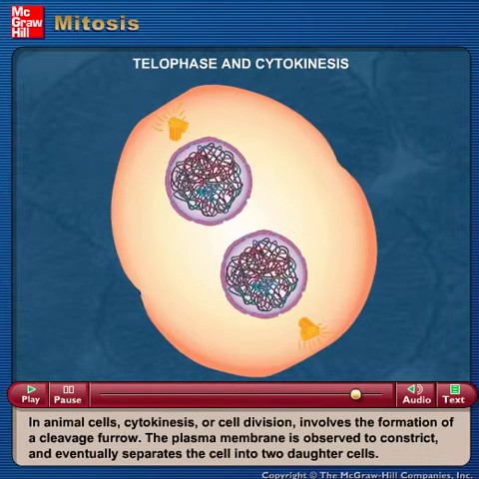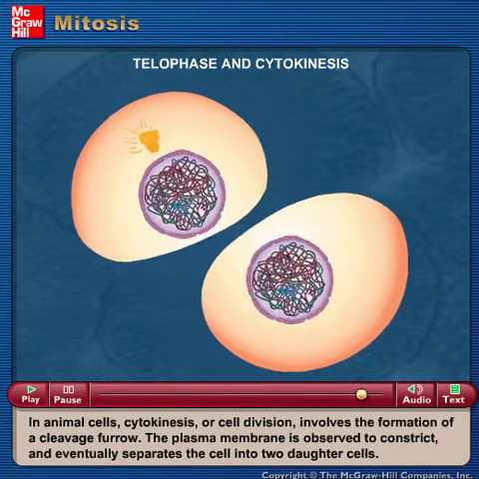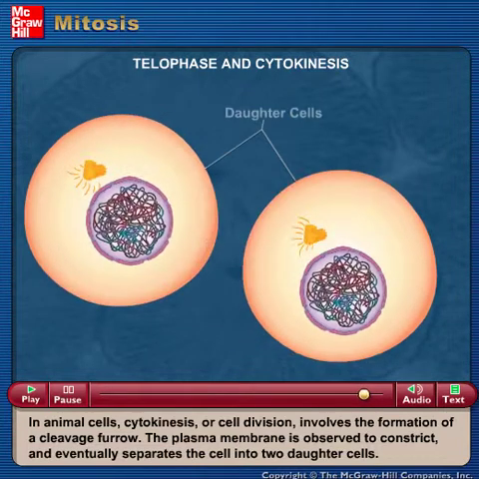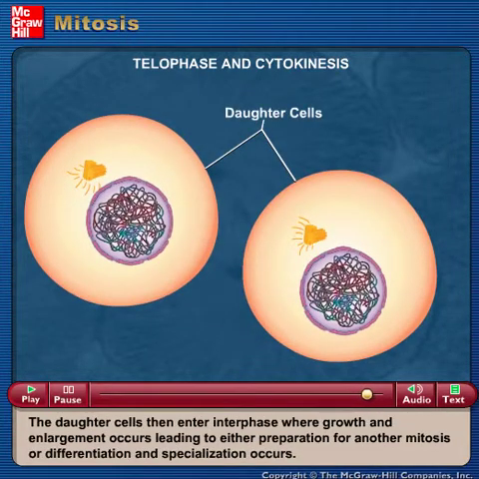The plasma membrane is observed to constrict and eventually separates the cell into two daughter cells. The daughter cells then enter interphase, where growth and enlargement occurs, leading to either preparation for another mitosis or differentiation and specialization occurs.